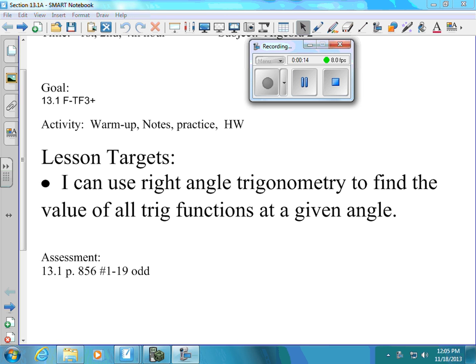Our target for today will be that I can use right angle trigonometry to find the value of all trig functions at a given angle. This should be a lot of review from your geometry, trigonometry lessons. So hopefully that's the case. If not, we'll refresh your memory as we go. Have this written down for the rest of your notes, and so I can see it tomorrow in class.